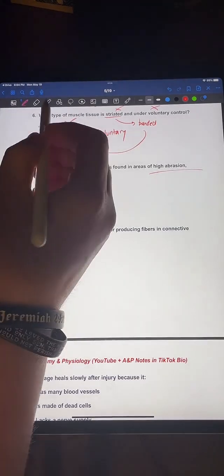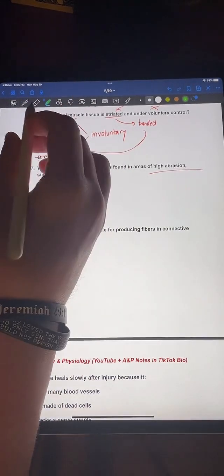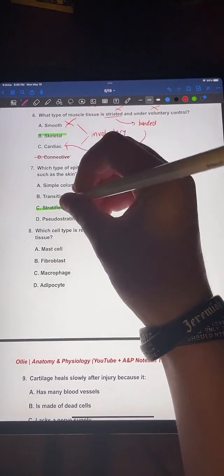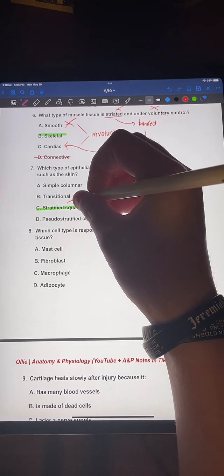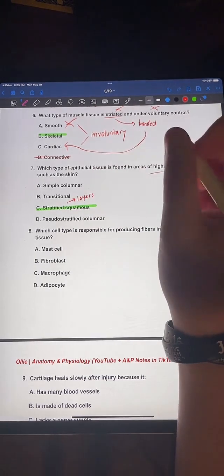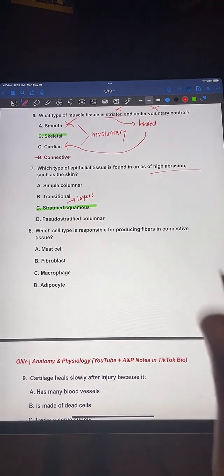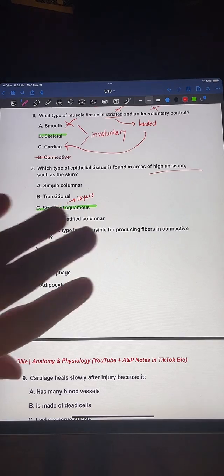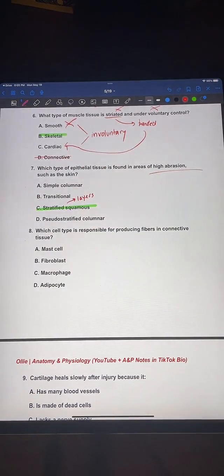Number 7 is C. Stratified squamous. So stratified meaning it has more layers. Squamous means flat. So multiple layers is going to protect against friction, like your skin, your esophagus. If you have any sort of friction that occurs, that's why that allows it to happen.